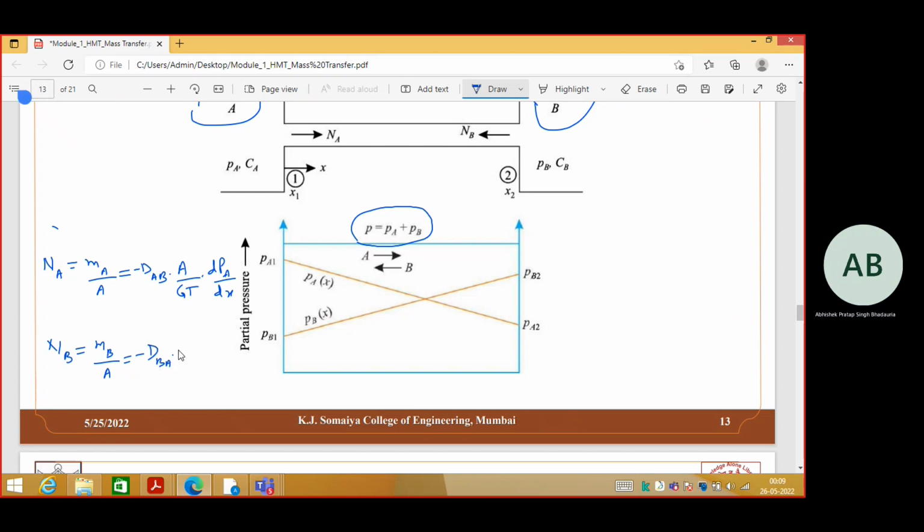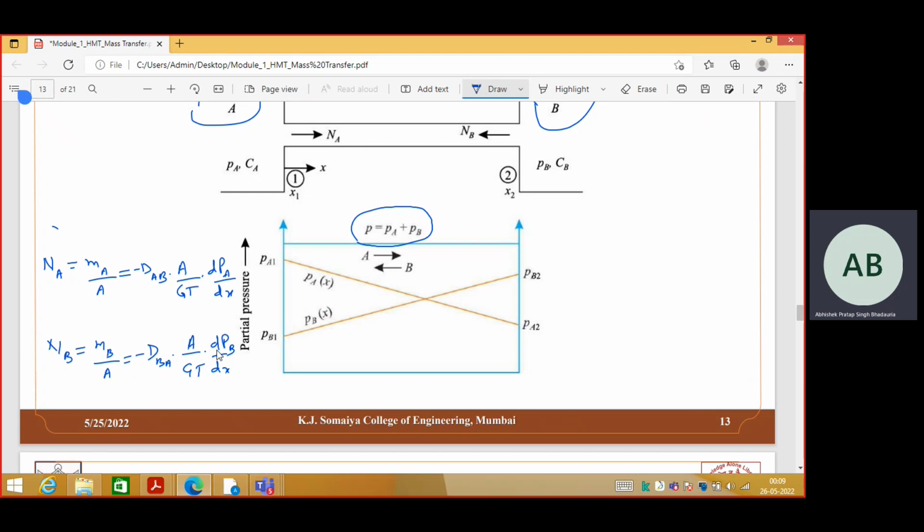PBA divided by Dt into the rate of change of this pressure P. So Pa and Pb represent partial pressures, and Na and Nb represent the molar diffusion rates of the gases, of the species A and B.